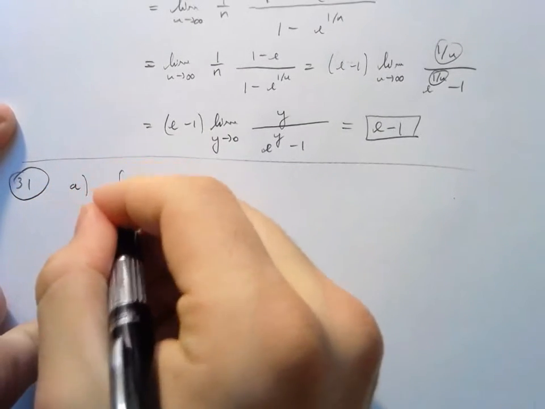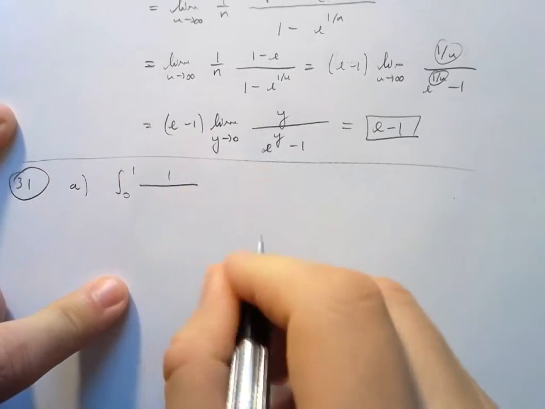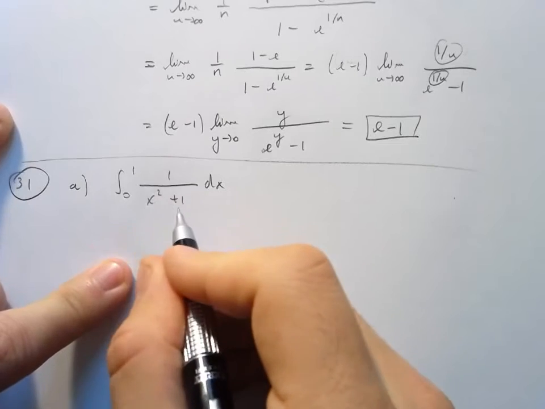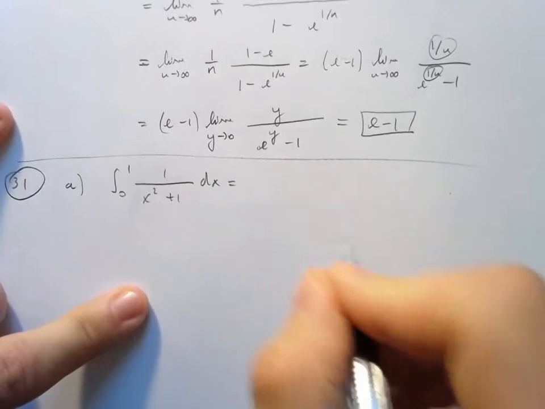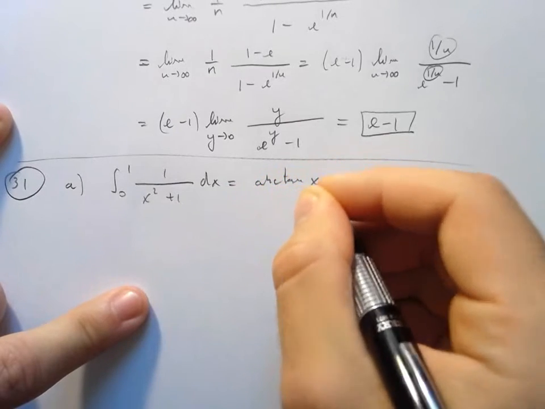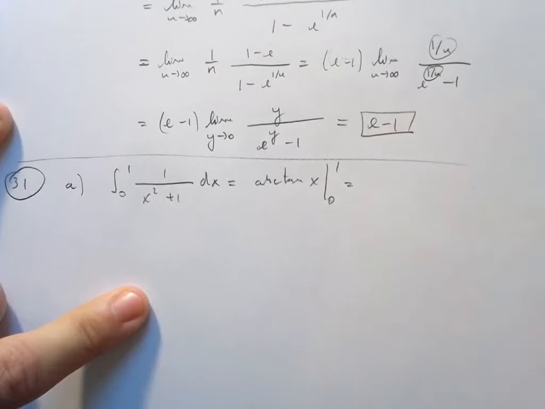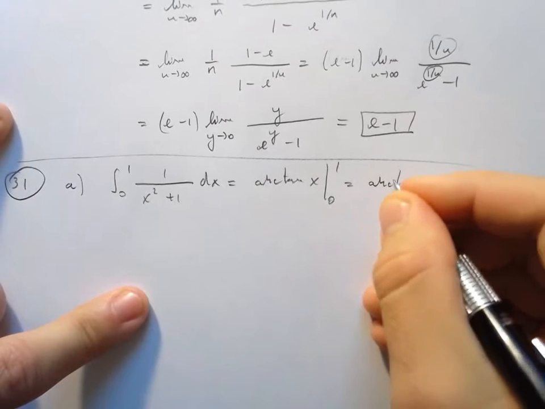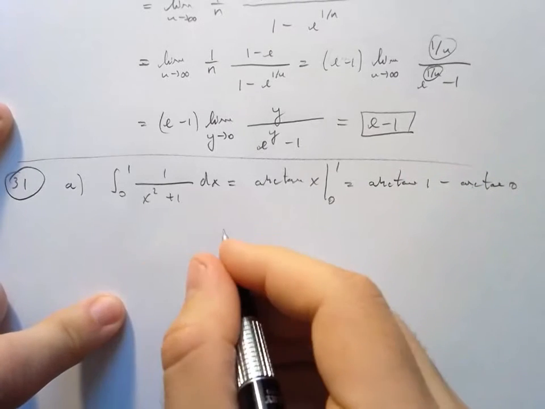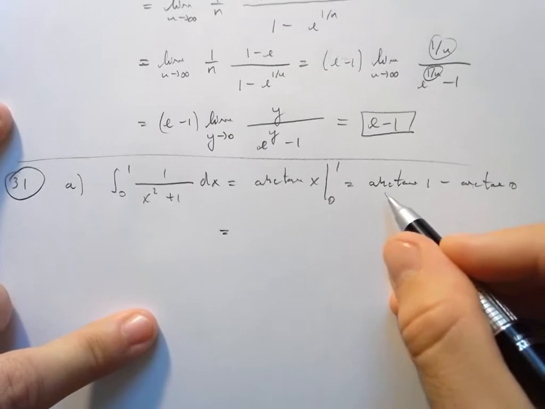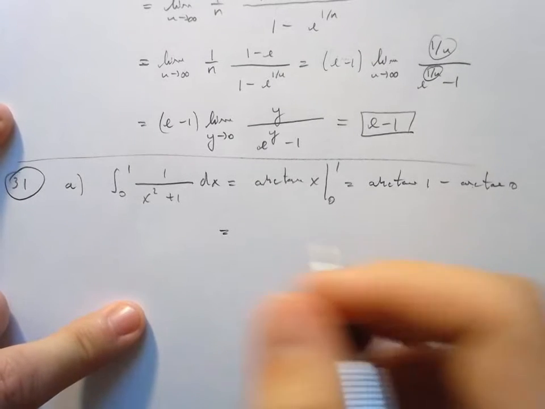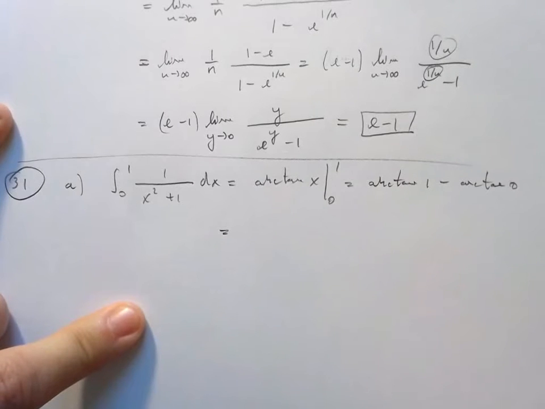I'm looking at the integral from 0 to 1 of 1 over x squared plus 1. And I recognize that this is the derivative of arctangent, so using the fundamental theorem, this is arctan of x evaluated from 0 to 1. So it's arctan of 1 minus arctan of 0. Now arctan of 1 is basically going to be for what angle theta is the tangent of that theta 1, and that happens at 45 degrees, right?